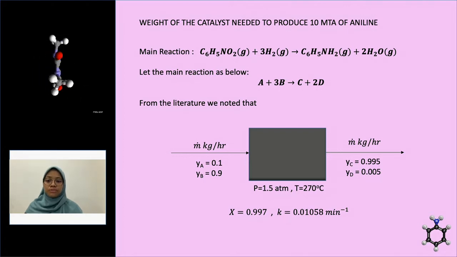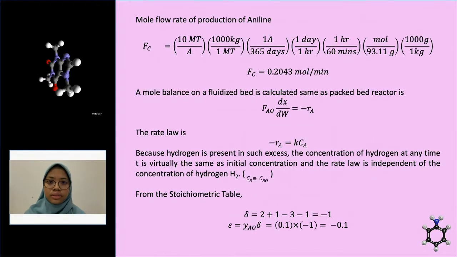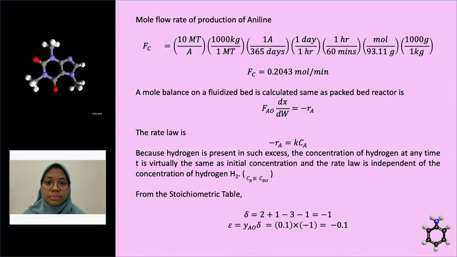From the literature review, we found that the mole fractions of nitrobenzene and hydrogen into the reactor are 0.1 and 0.9 respectively, while the mole fractions of aniline and water out of the reactor are 0.995 and 0.005 respectively. We are also given the value of conversion for this reaction, which is 0.997, and the rate constant is 0.01058 per min. By taking 10 metric tons per annum, we calculate the mole flow rate of aniline as 0.2043 mole per minute.